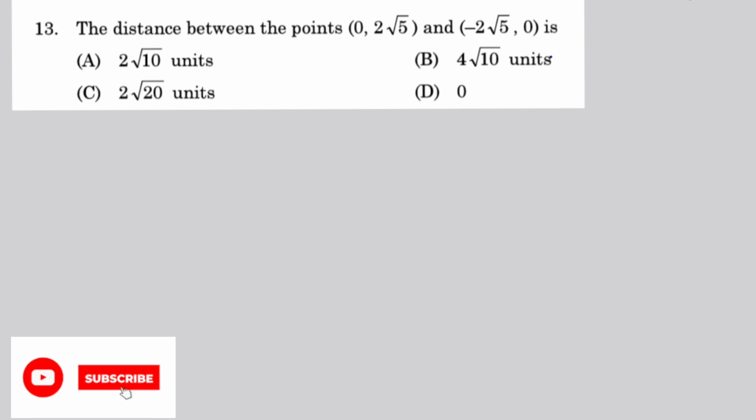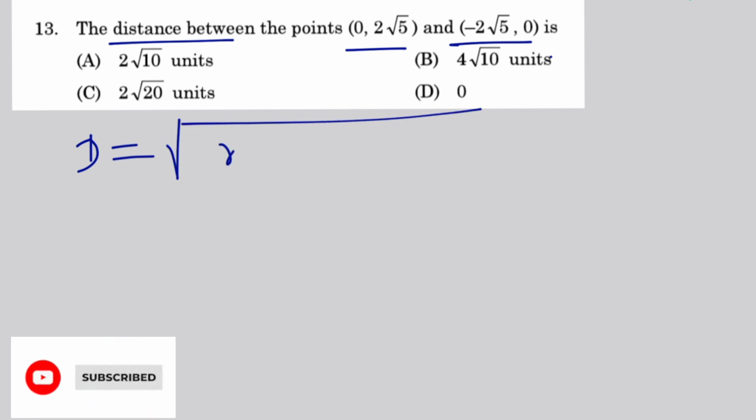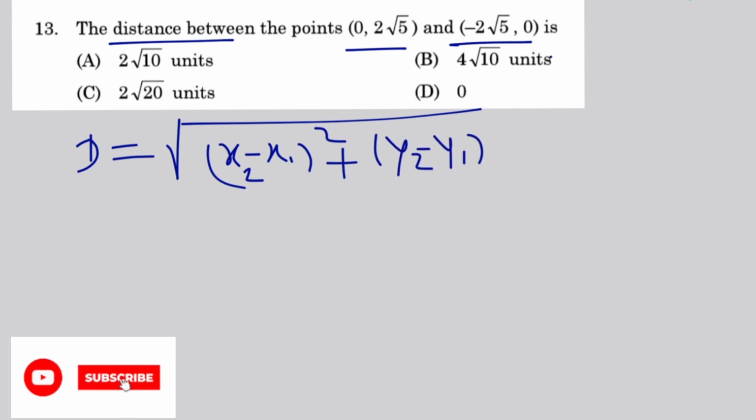Now what is given? We have been given 2 points. This point lies on the y-axis, this point lies on the minus x-axis. What we have to find out is the distance. So I will just apply the distance formula. So what is my distance formula? Basically square root of x2 minus x1 square plus y2 minus y1 square. Just I will put the values here, no issue.